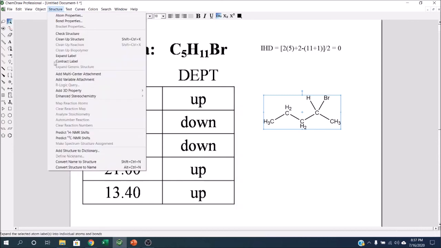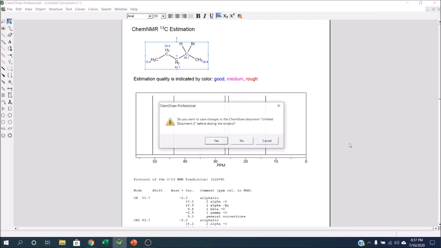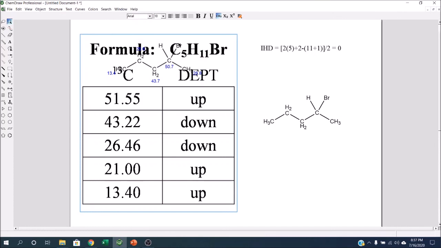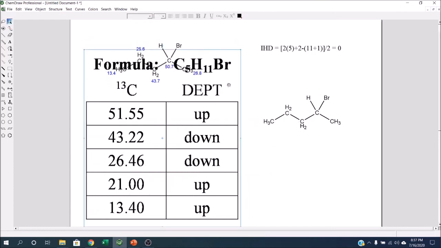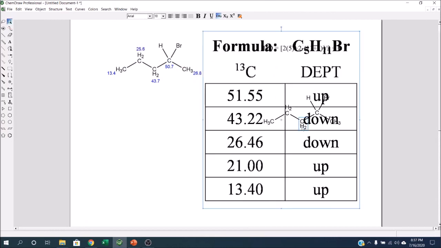Let's go ahead and generate a C13 NMR structure to see if I made a mistake. And so we came up with these values right here. Let's go ahead and copy and paste those back to compare them with the values that were listed for me. That's going to be a problem.